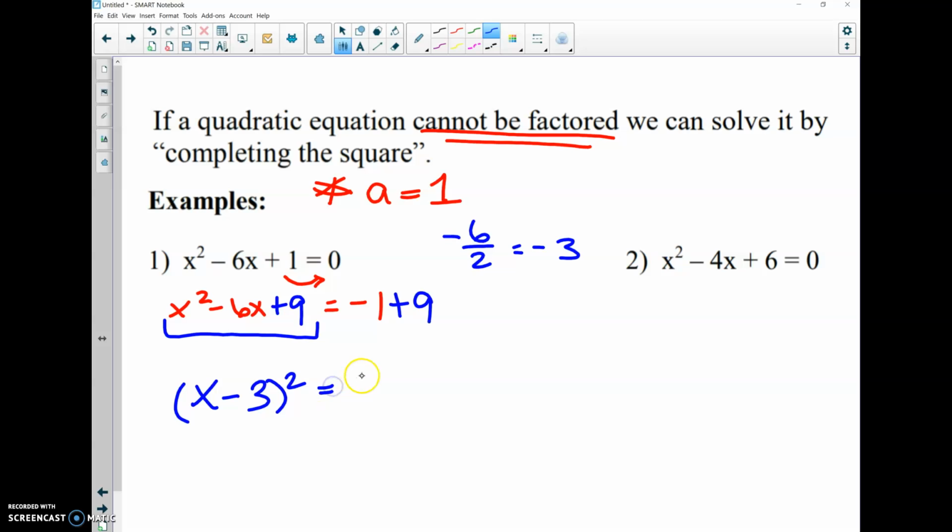So that equals 8. And now we just changed an equation that was not factorable and had 2 terms that had variables in it to now having something that has our variable isolated in a perfect square. So go ahead and finish off this problem by solving by taking the square root like we did in section 8.1.